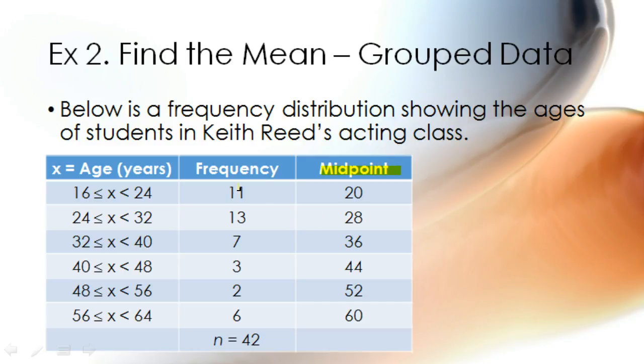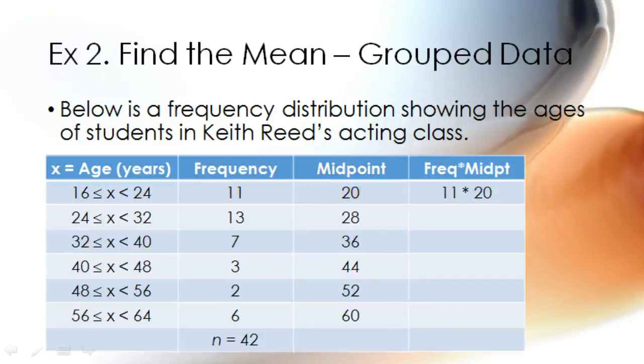Now, we're treating those 11 people as all being about 20 years old. To add them up, we need to know how many years this whole group adds up to. That's 11 people at 20 years old each, so 11 times 20. That's frequency times midpoint. We do the same thing for each interval. Frequency times midpoint, all the way down.